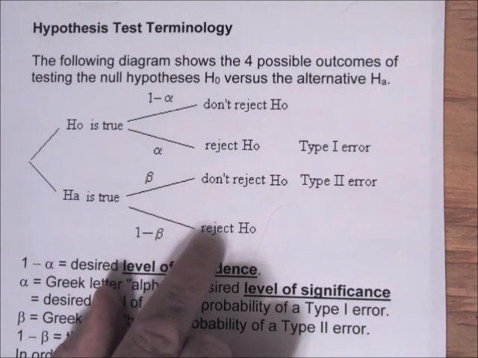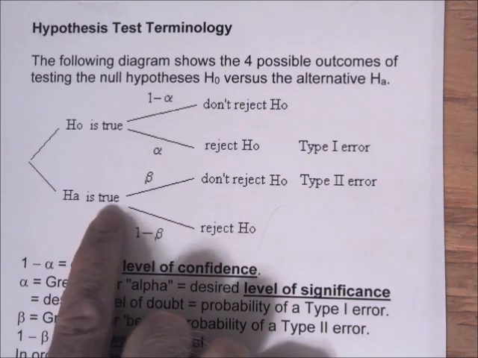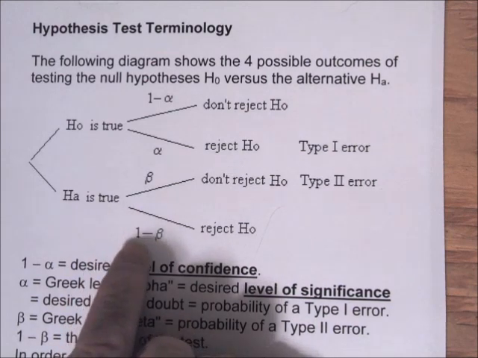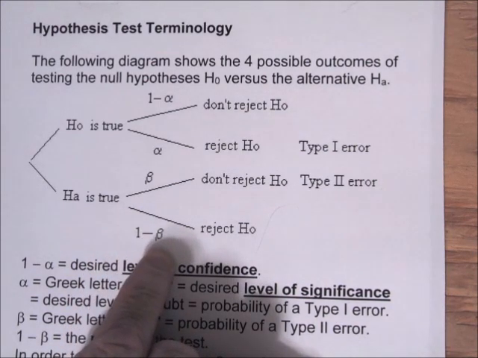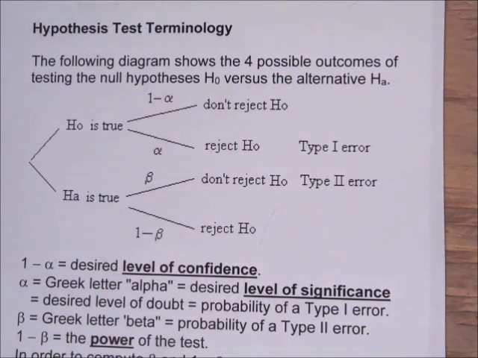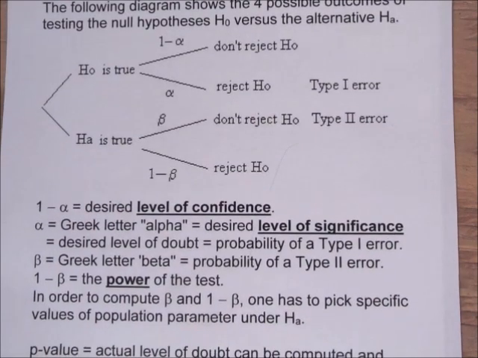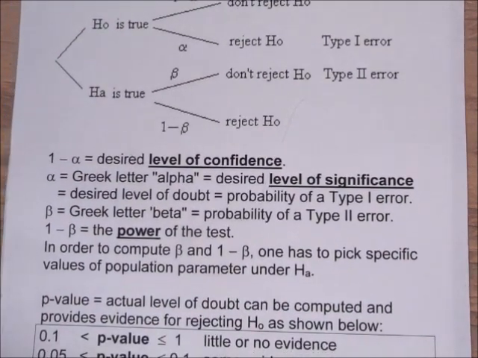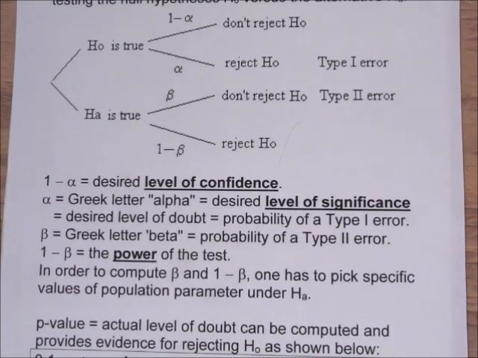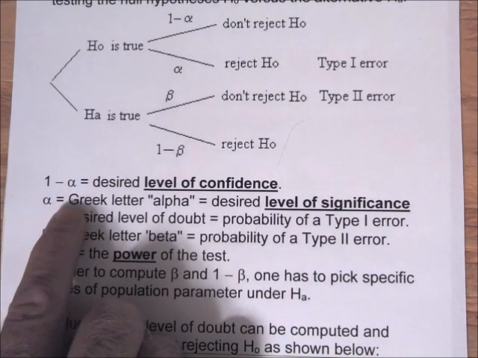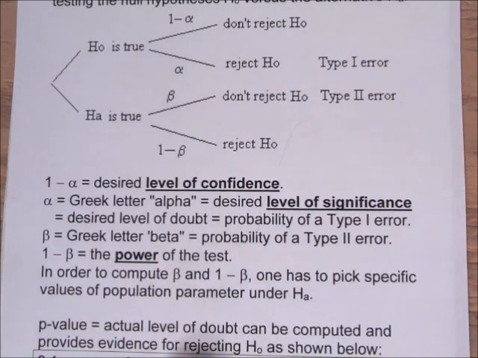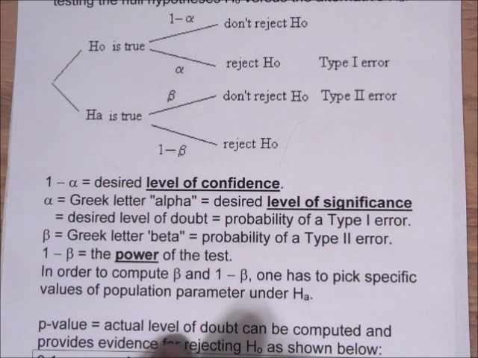The 4th possibility that can happen is we reject H naught and HA is true. In symbols, the probability is 1 minus beta, and that's called the power of the test. Okay, so that's the basic terminology. The p-value is the actual probability of a type 1 error. So alpha is usually established by the experimenter. That's the maximum desired level of type 1 error. And then the p-value is the actually computed probability of a type 1 error.